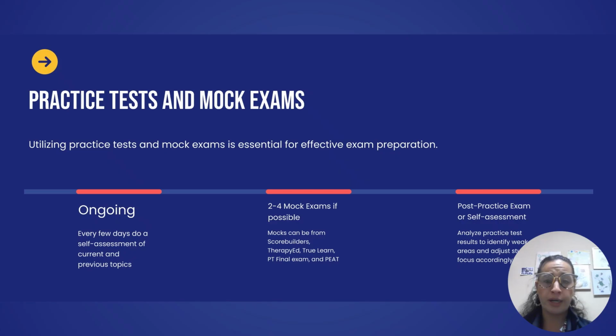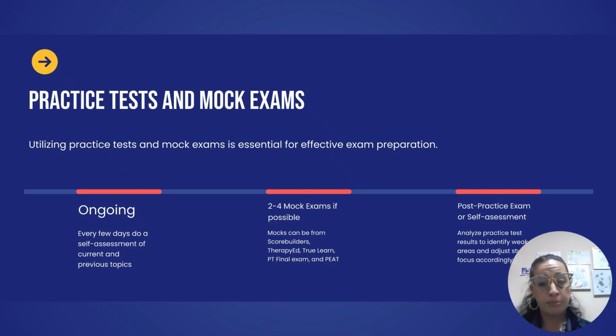So again, to summarize, you should be doing little tests and big tests, but the big mocks can be found in your board prep books. But again, score builders sells mocks that you could take. The PEAT, you could have options there that they sell. They sell a student version that gives you 2 exams. Therapy Ed again has their 3 mocks. They don't sell like practice exams by themselves, I don't think, but they have that app that gives you questions.